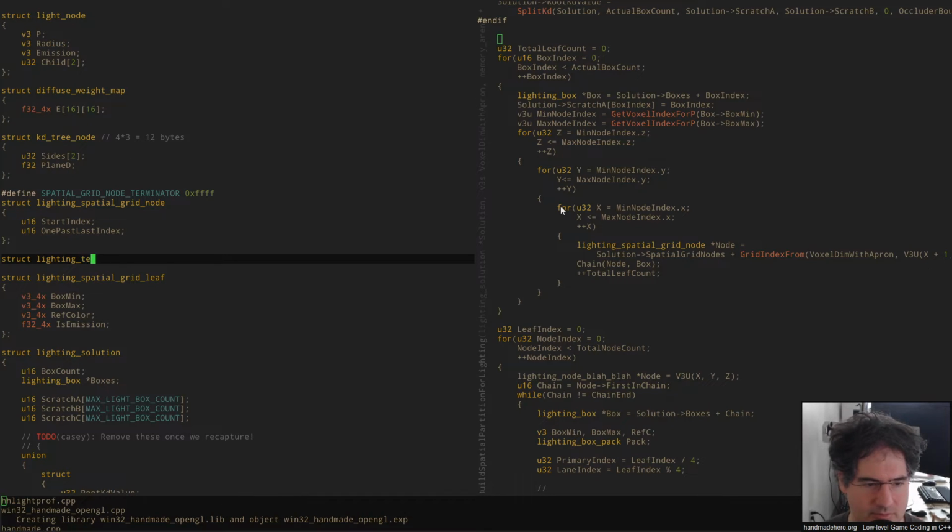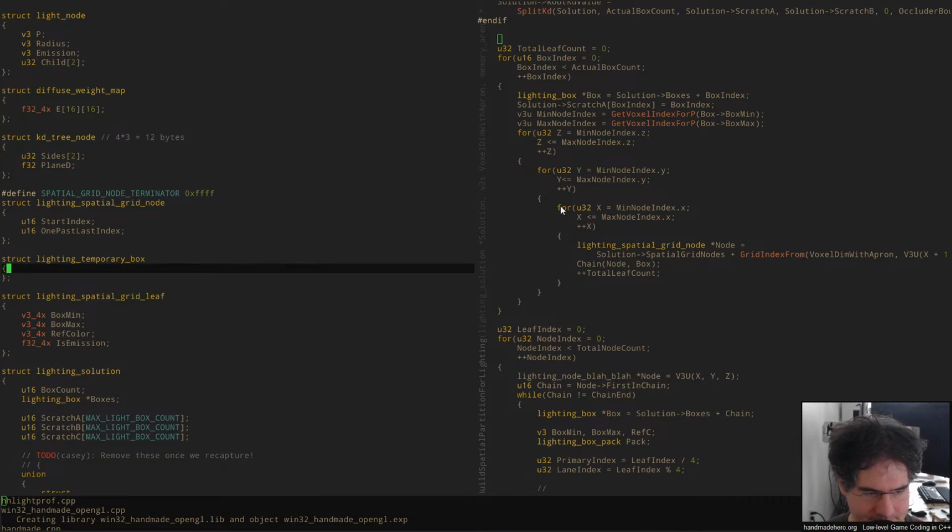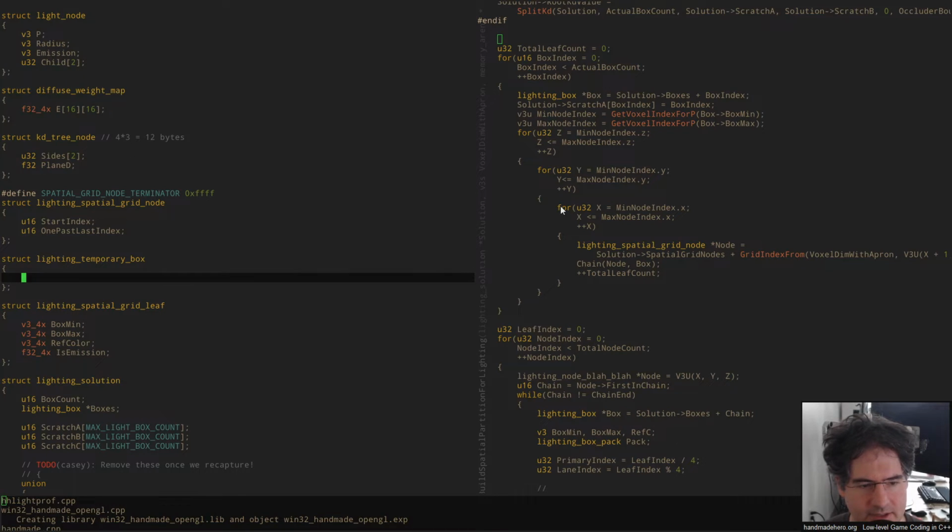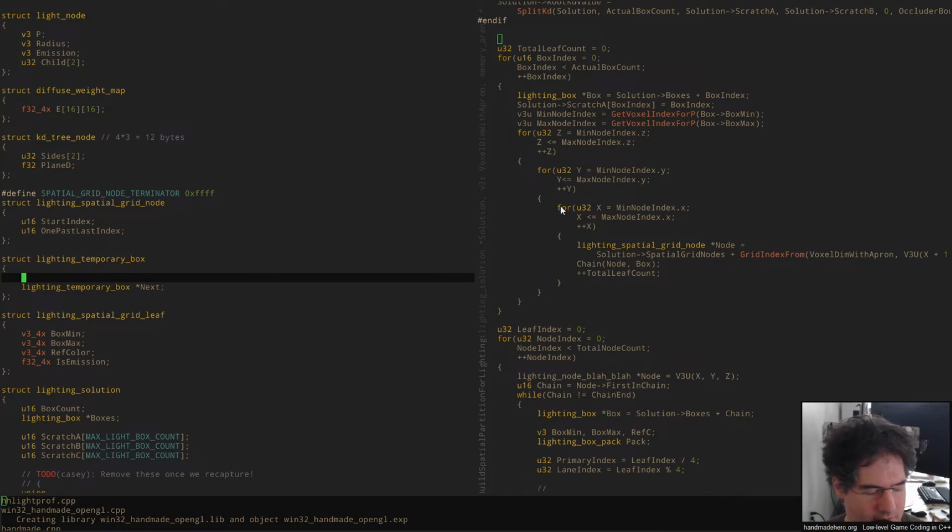Where we just have lighting temporary box. And all this is a really crappy simple buffer. That's all it is. It doesn't do anything else. All this is saying is, here's a way to do a direct iteration over all of the boxes that exist in the grid so that we know where they go. Well, wait. But we could also just do this twice.